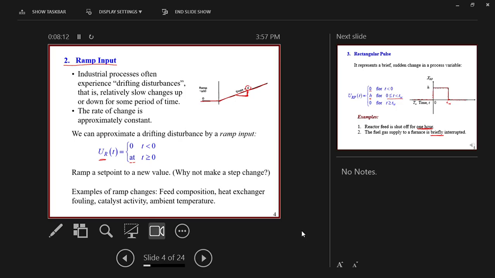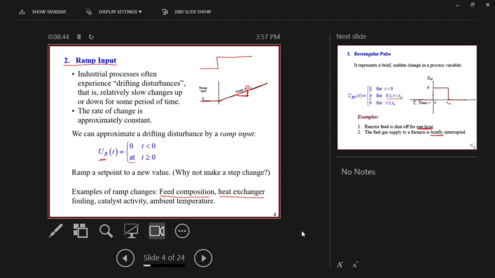Now it's very important to differentiate between the step change, where it changes suddenly, and the ramp. Sometimes, if the time of change is very short, we can represent the ramp function as a step change. Example for ramp changes: changing, for example, feed composition for a reactor in a gradual way. Changing the heat, the change in the heat exchanger fouling.